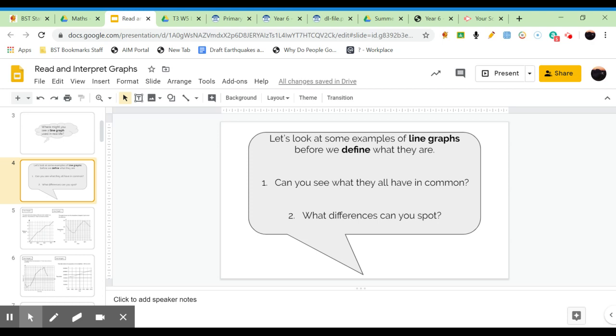Also, my second question is, what differences can you spot between the different graphs? They may all be line graphs, and they are all line graphs, but what are the differences? That will help us understand exactly what line graphs are. Go and answer those two questions on the Google form, and then come back and we will carry on.